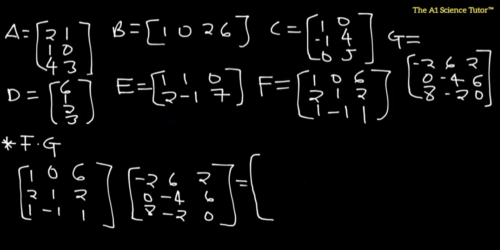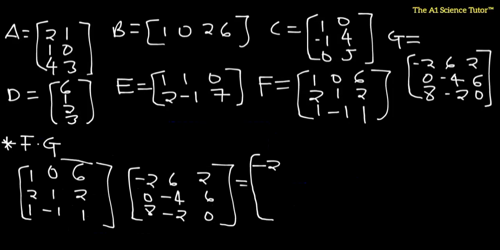Now, this is what we need to do. This is the first row, right? Now, we have the first element within the first row, which is 1. We're going to use 1 and multiply it with negative 2. So that basically gives us negative 2.